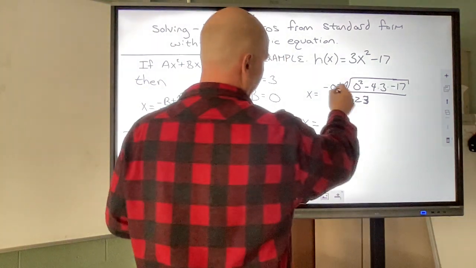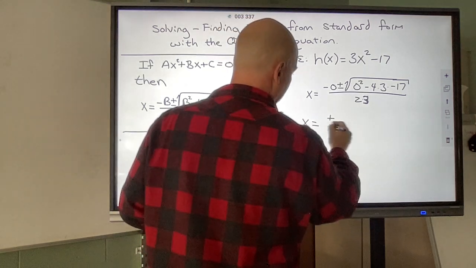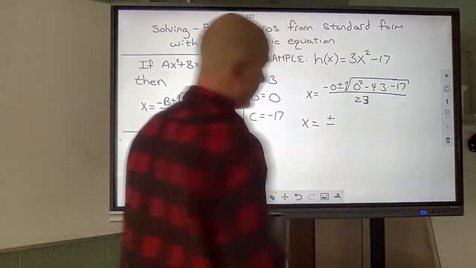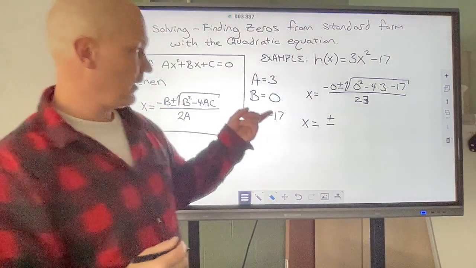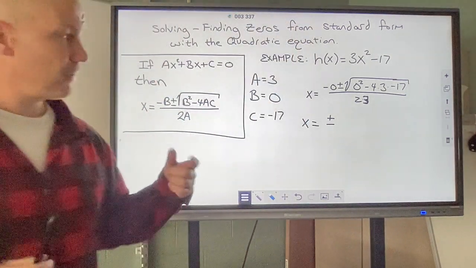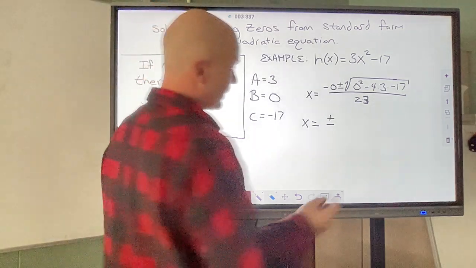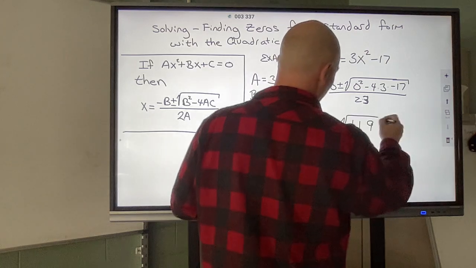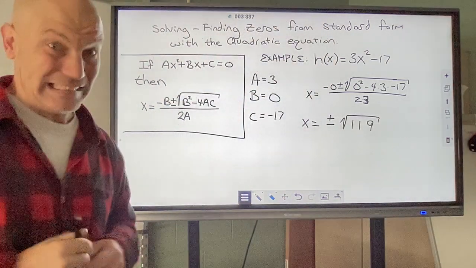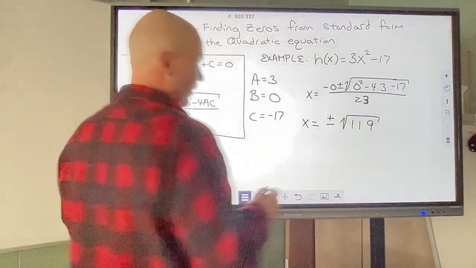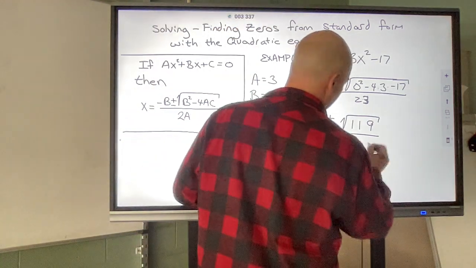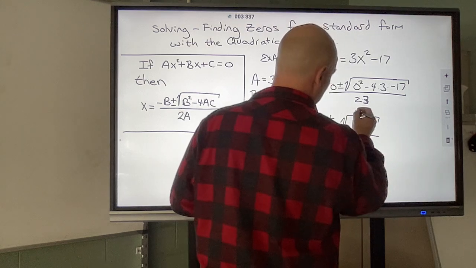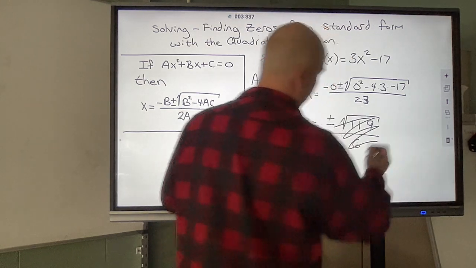X equals, well, negative 0 is 0, so basically I just have plus or minus 0. I got to do negative 3 times negative 17. I know that that's 34. Whoops, I should have picked better numbers. 7 times 17 is 49, carry the 4, 119. I apologize if that is incorrect. But anyway, over 6. This should be, well, that is incorrect. That's totally incorrect.